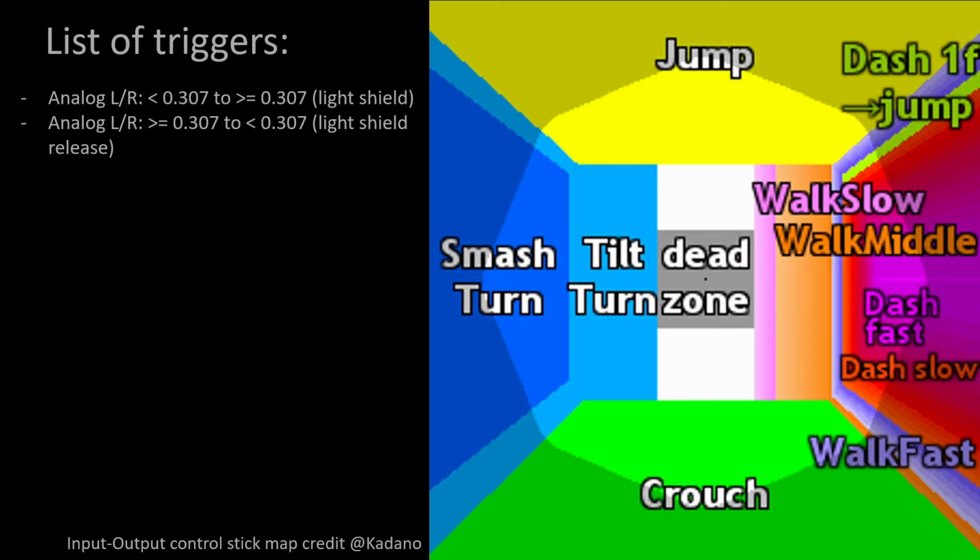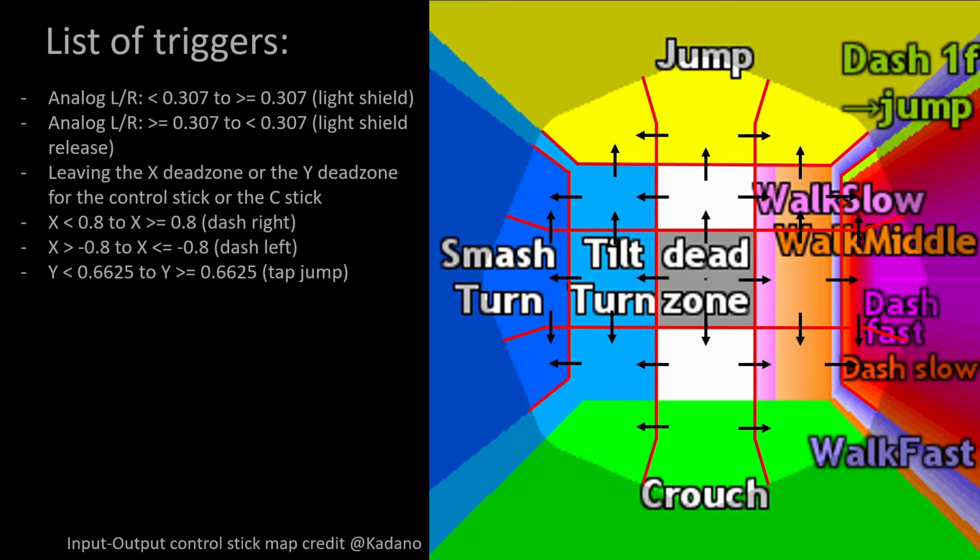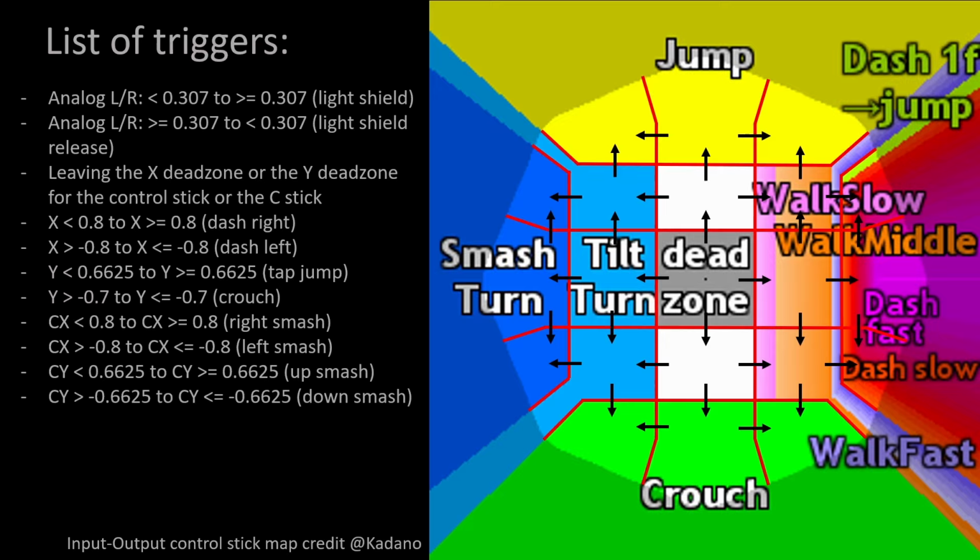So with this in mind, here's the list of triggers that I'm going with for V1. As I said, light shield threshold for analog triggers in both directions, getting out of the dead zone for the control stick or the C-stick, which causes a few things for the control stick and aerials for the C-stick. For the control stick, passing the thresholds for dashing right, dashing left, tap jumping and crouching. For the C-stick, passing all smash thresholds. And then, there's all digital presses and releases with the exception of A, B and start, since we very rarely care about when these button releases happen.